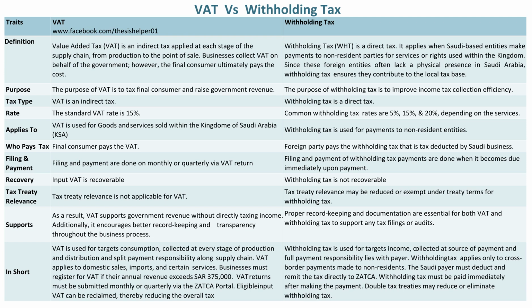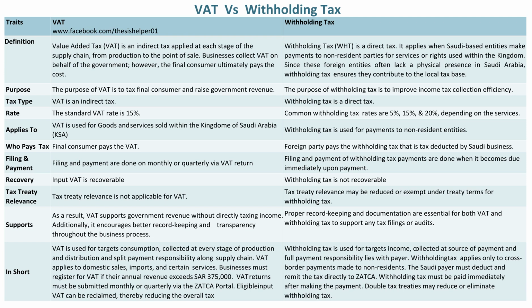Whereas, withholding tax is a direct tax. It applies when Saudi-based entities make payments to non-resident parties for services or rights used within the kingdom. Since these foreign entities often lack a physical presence in Saudi Arabia, withholding tax ensures they contribute to the local tax base. The purpose of VAT is to tax the final consumer and raise government revenue. Whereas, the purpose of withholding tax is to improve income tax collection efficiency.